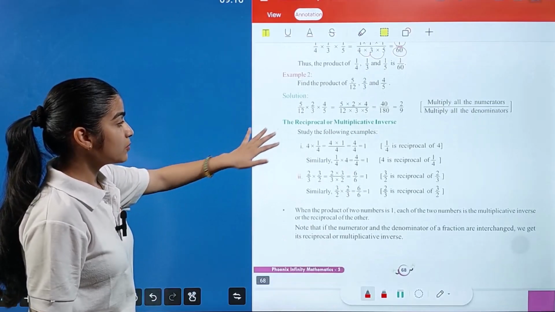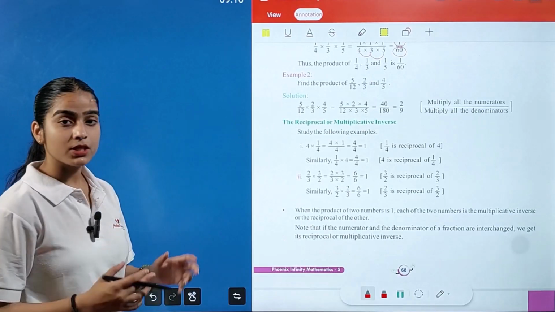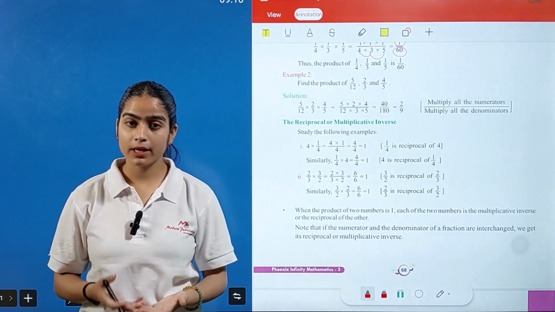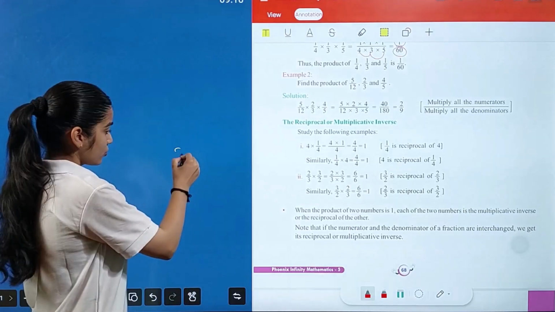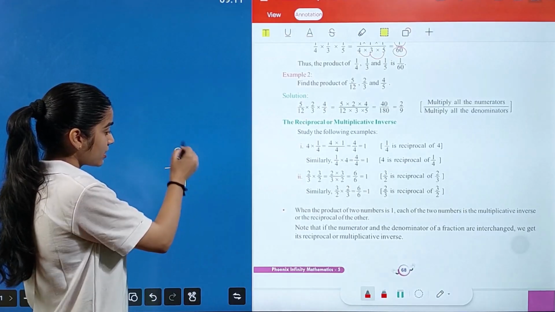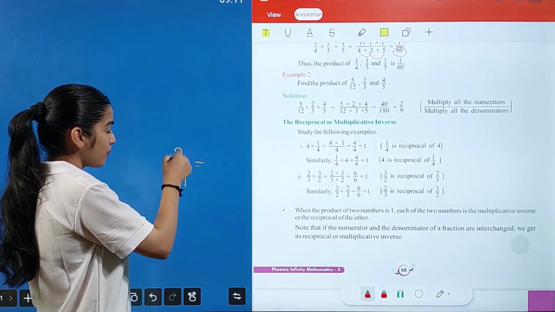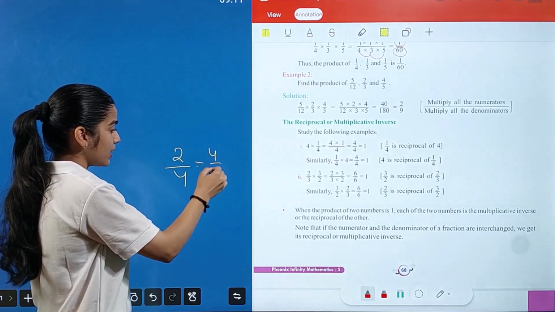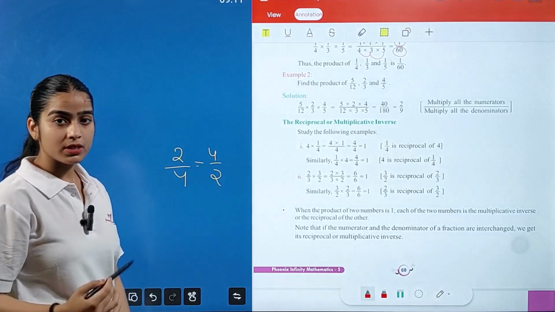Now, the reciprocal or multiplicative inverse. First of all, we have to understand what is meant by reciprocal. For example, 2 by 4. So the reciprocal of it means the opposite of this number, 4 by 2. This is called your reciprocal.